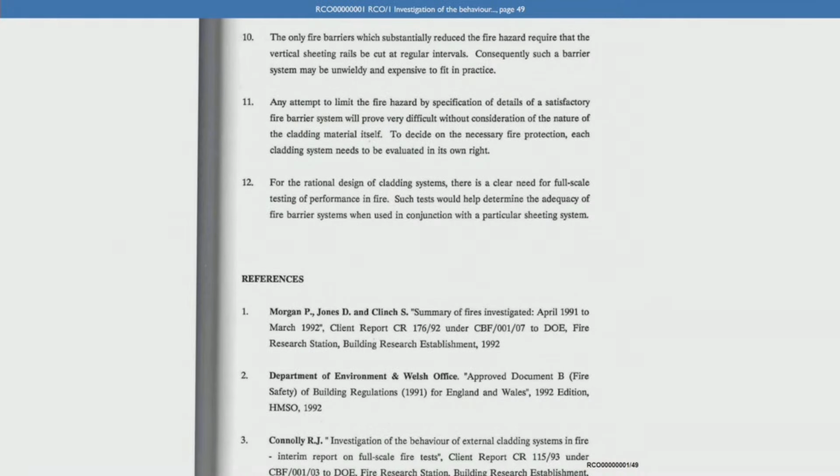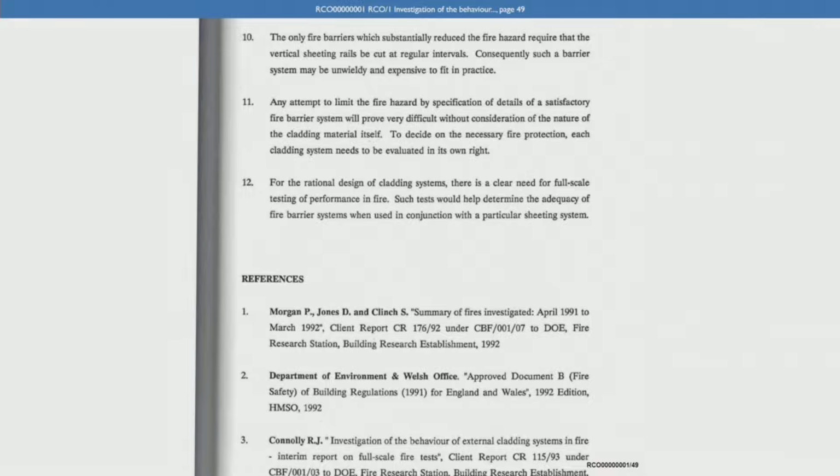Finally on this, can I just ask you about what he says at page 49 under paragraph 12, where he says, for the rational design of cladding systems, there is a clear need for full-scale testing of performance in fire. Such tests would help determine the adequacy of fire barrier systems when used in conjunction with a particular sheeting system. And I think you told us, we covered this before, you agree with that? Yes. And we'll come on to discuss later the BRE's development of full-scale testing, which culminated in BS 8414 Part 1 and then Part 2.